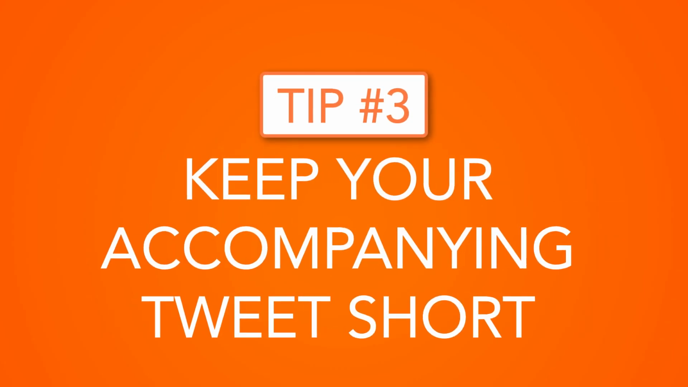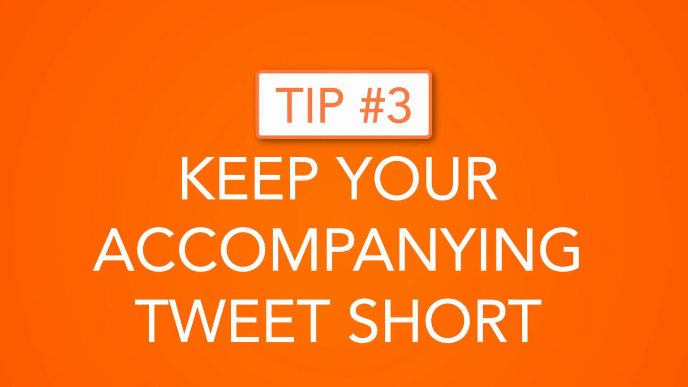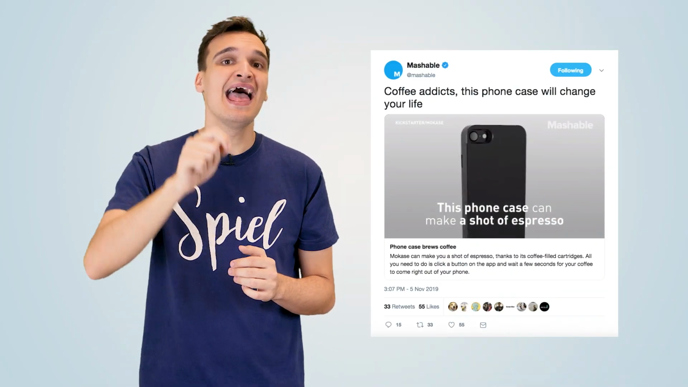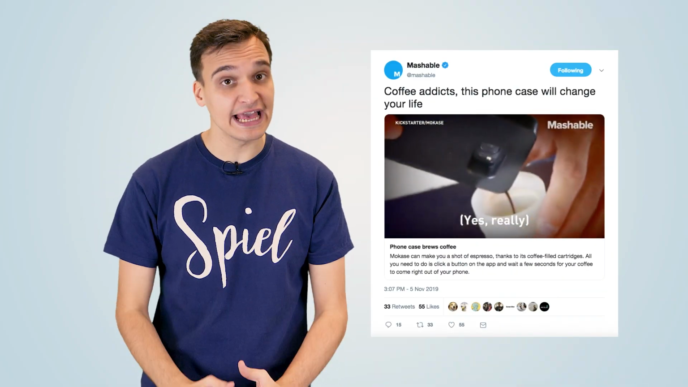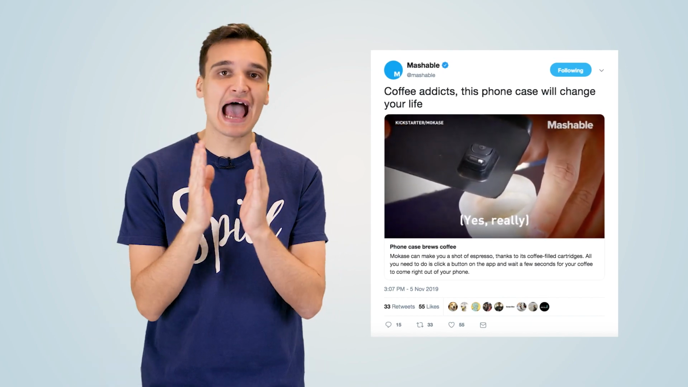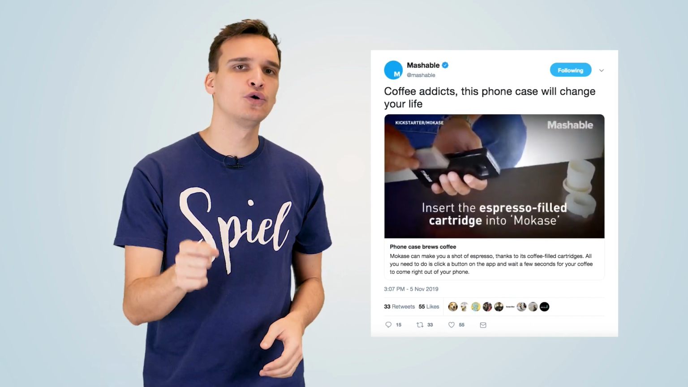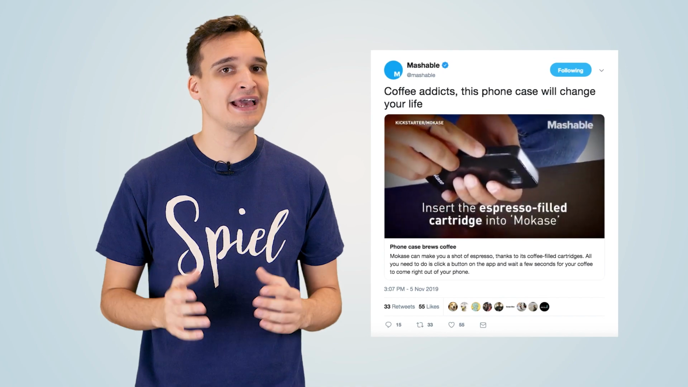On to tip 3, keep your accompanying tweet short. According to Twitter's own stats, videos with short tweet copies accompanying them had 13% higher engagement rates. So, no matter how long your video is, make sure that the copy of your tweet accompanying it is short and sweet.